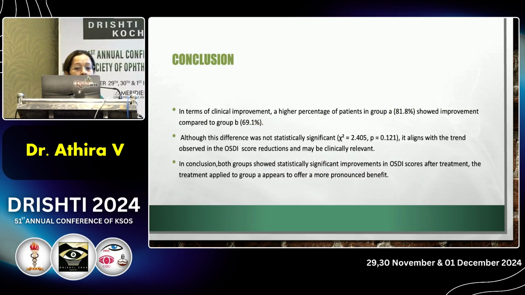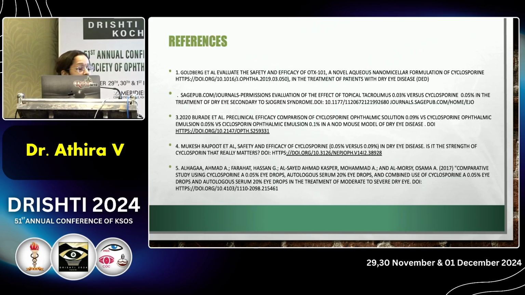Then to conclude, in terms of clinical improvement, group A had a higher percentage of patients showing improvement, 81.8%, compared to group B, 69.1%. Although the difference between the two is not statistically significant, it aligns with the trend observed. The OSD score reduction may be clinically relevant. In conclusion, both groups show significant improvement in OSD score after treatment. The treatment applied to group A appears to offer a more pronounced benefit. These are my references. Thank you.